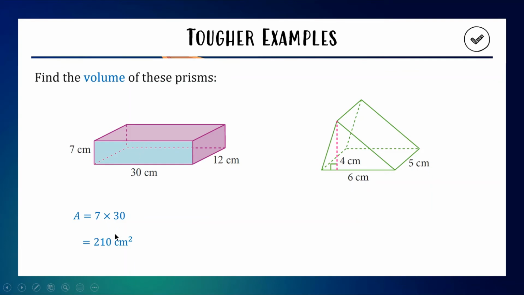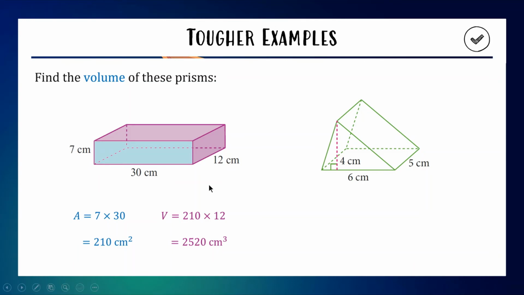Now we need to be doing 210, the area, multiplied by the 12. So our volume is our base area multiplied by the height or the length. 210 times 12 is something that I'll be reaching for a calculator for, and we get an answer of 2520 cubic centimeters. So 2,520 centimeters cubed.